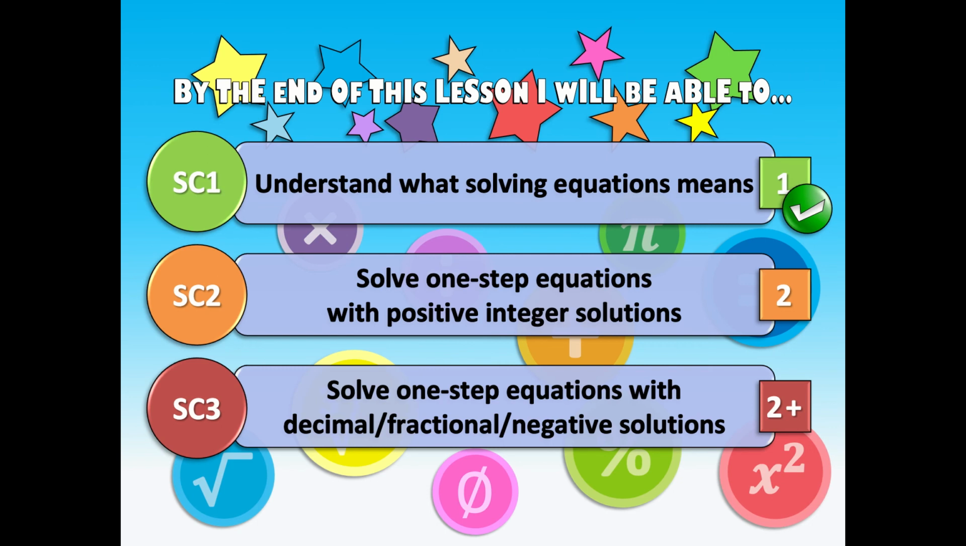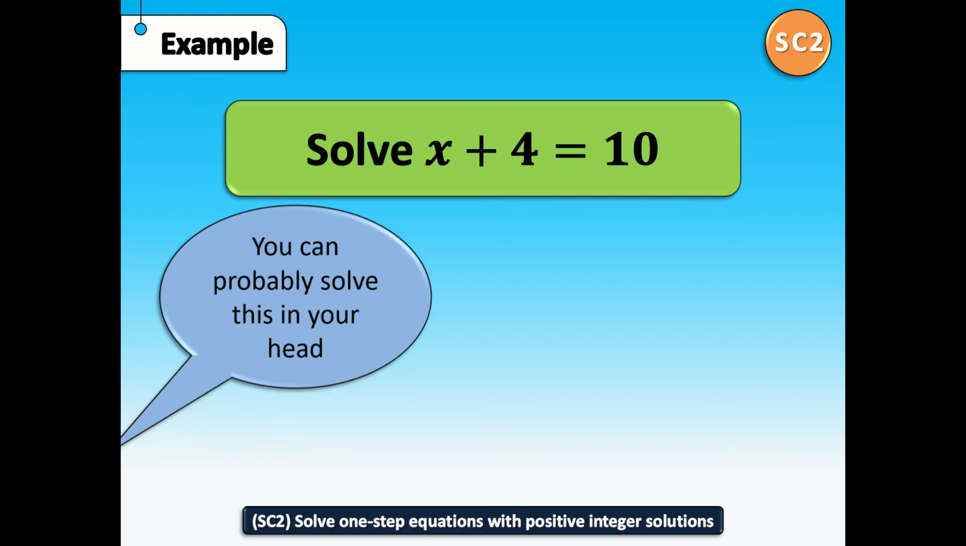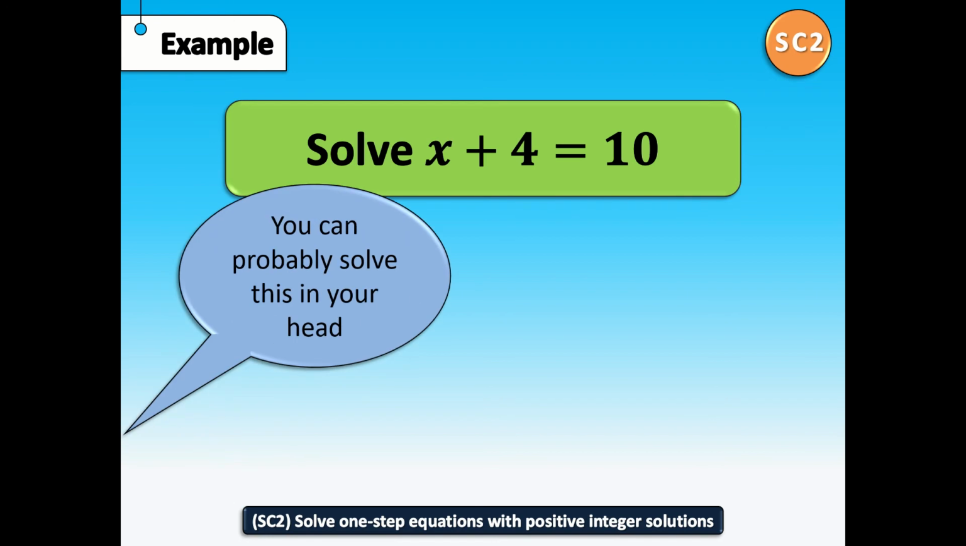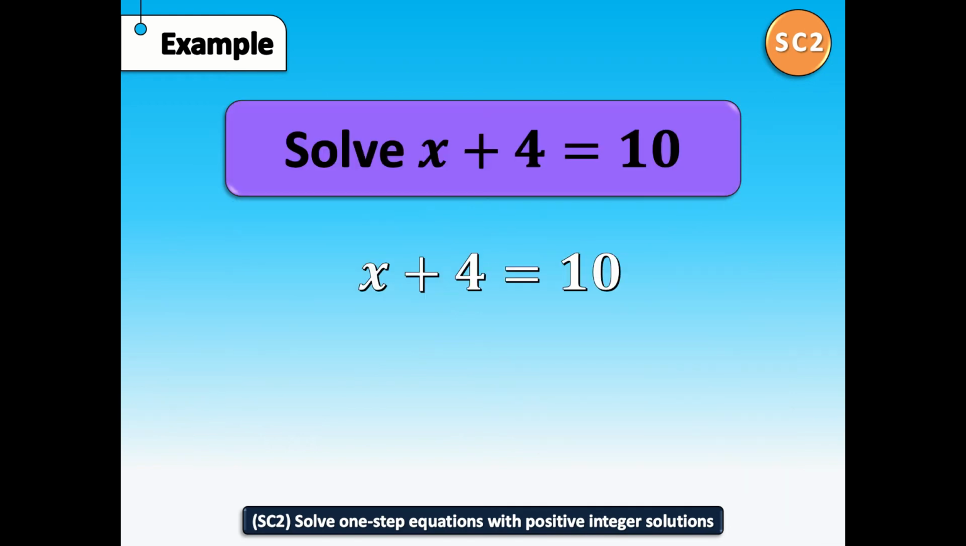So now we've completed success criteria 1, so we'll move on to number 2, and this is to solve one-step equations with positive integer solutions. So if we want to solve x plus 4 equals 10, you need to think about what number x represents. So what number, when you add 4 to it, would make 10? Now you can probably solve this in your head, but today we are going to look at the inverse method, as this will help us solve harder equations.